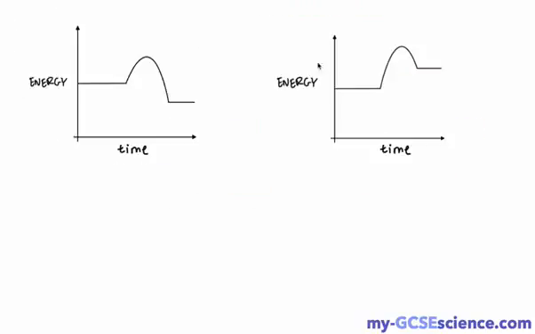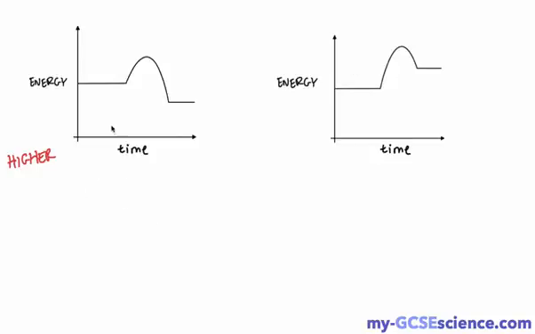So here I've got our two energy level diagrams. One represents an exothermic reaction, one represents an endothermic reaction, and by now hopefully you know that this one is the exothermic and this one is the endothermic. Now for the higher tier you need to be able to explain the difference between an endothermic reaction and an exothermic reaction in terms of the making and breaking of bonds.